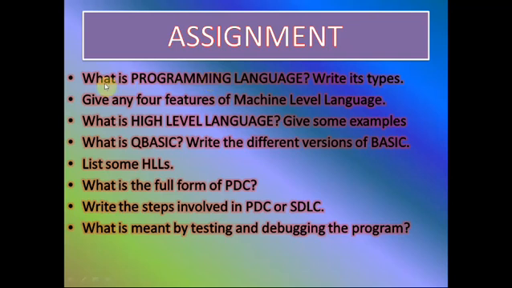Okay, first question is, what is programming language? Write its types. You have read about programming language and its types also. There are basically two types of programming language, high level and low level programming language. So here you have to write the types, and low level is further categorized into two types, MLL and ALL. You have to write it clearly.